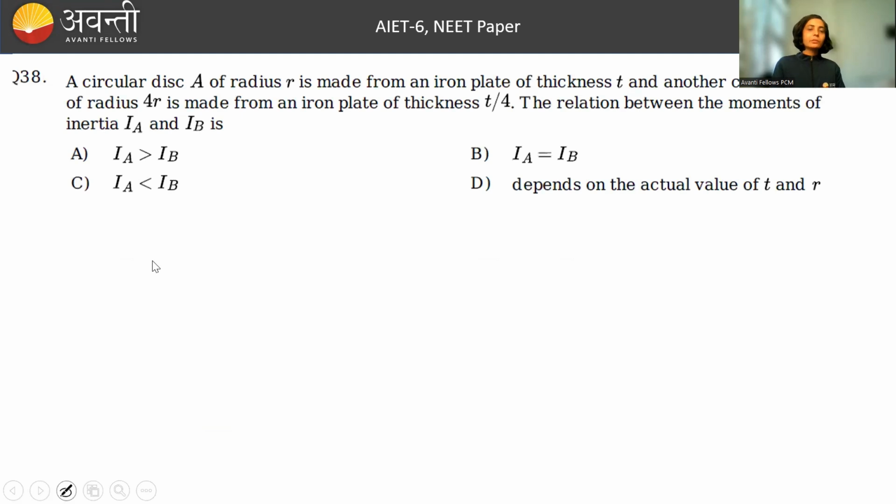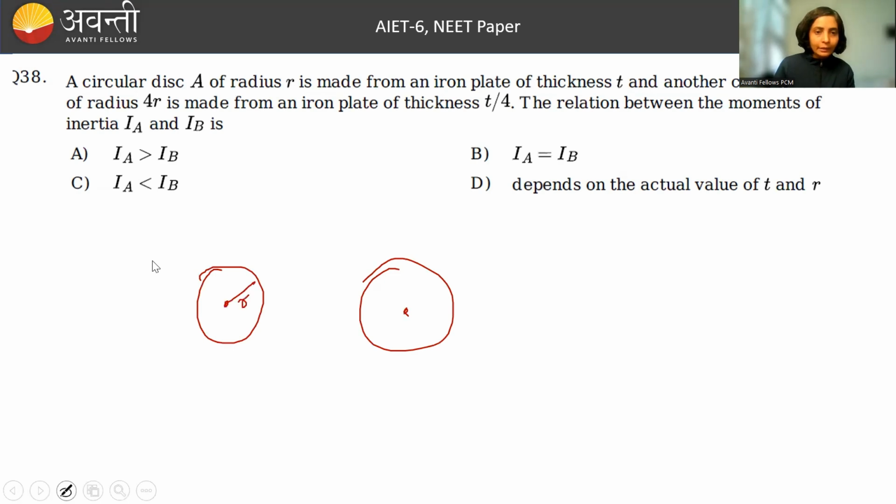Now let's solve this question. There is a circular disc A of radius R and it is made from an iron plate. So there are two discs. Okay? What is the radius of the first disc? Its radius is R and the other's radius is 4R. Its thickness is T and the other's thickness is how much? T by 4. The relation between moment of inertia. Now the moment of inertia formula for a disc is what? It is MR square. Okay?